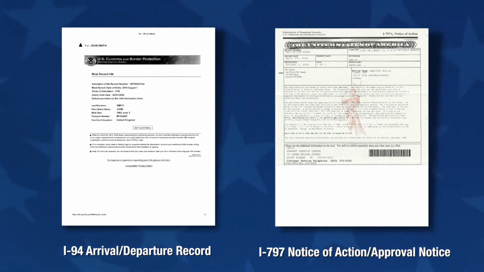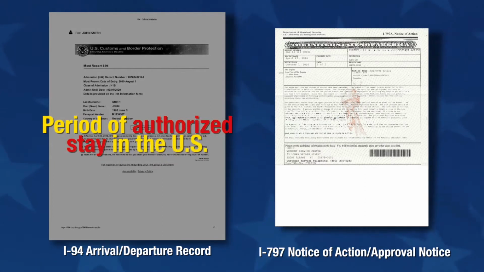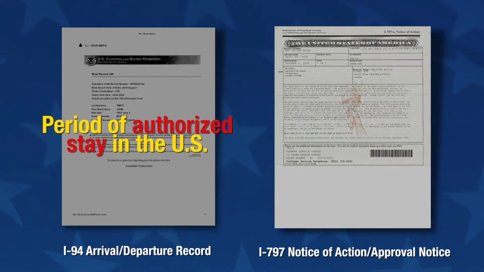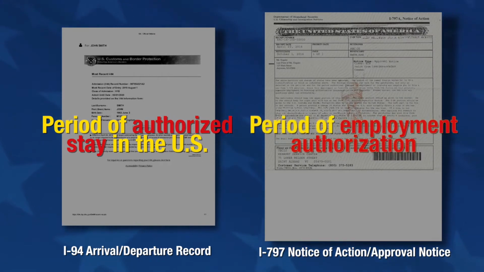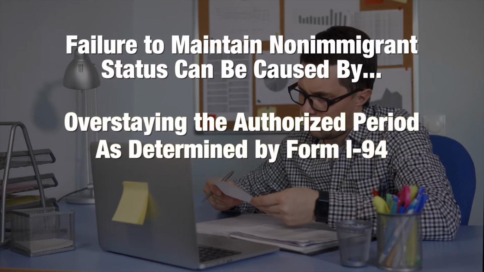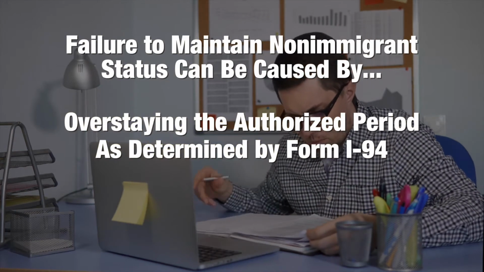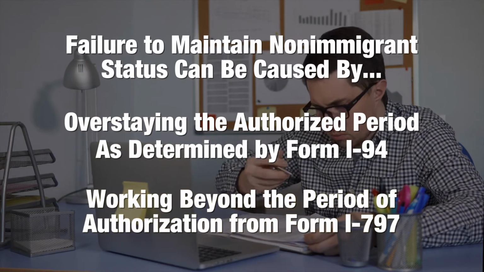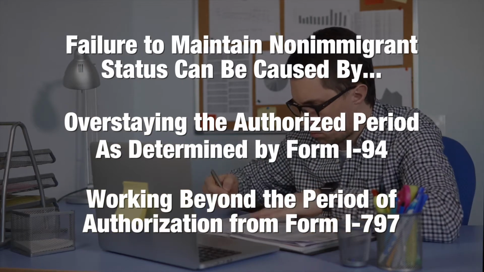While both of these documents are critically important and often contain similar information, they are confusing, as one determines the period of authorized or legal stay in the United States, and the other determines the period of employment authorization. While the information contained in these documents should coincide, at times the details can conflict, and this is where you can fail to maintain your status, either by overstaying the period of authorized stay as determined by the Form I-94, or working beyond the period of employment authorization listed on the Form I-797. Here's what's important for you to understand.